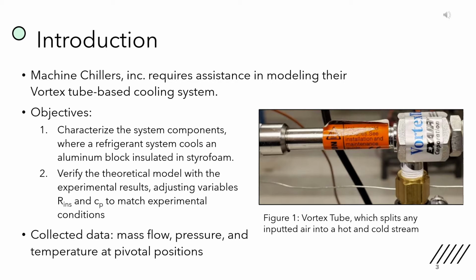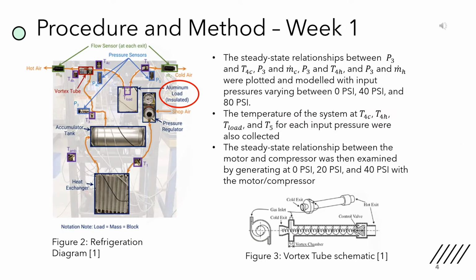If experimental values are not constant, the model has error. The collected data includes mass flow, pressure, and temperature at pivotal positions within the system. Shown in Figure 1 is the vortex tube upon which the system is based. The steady state relationships between P3 and T4C, P3 and M.C, P3 and T4H, and P3 and M.H were plotted and modeled with input pressures varying between 0 psi, 40 psi, and 80 psi. Each of the positions from which these values come are listed in Figure 2 to the left.